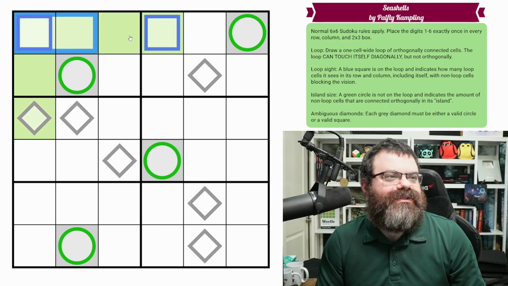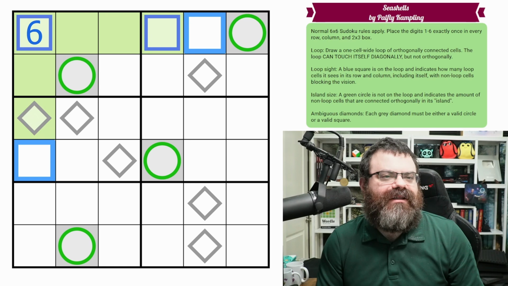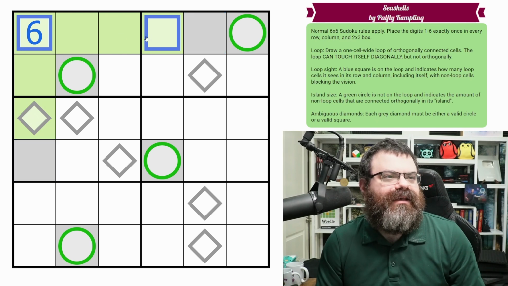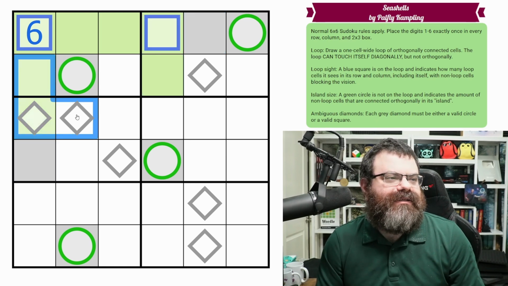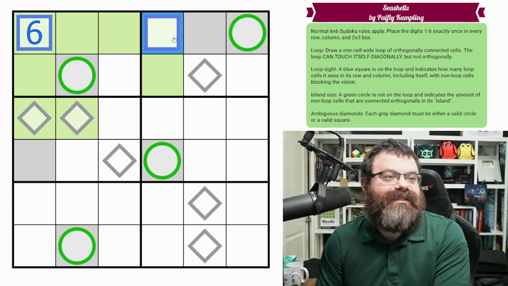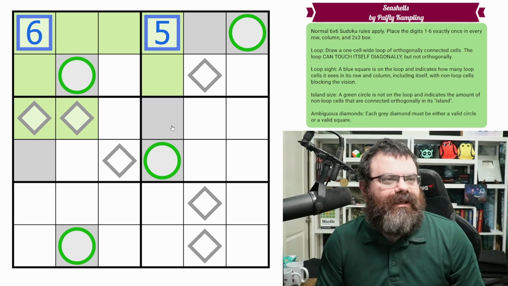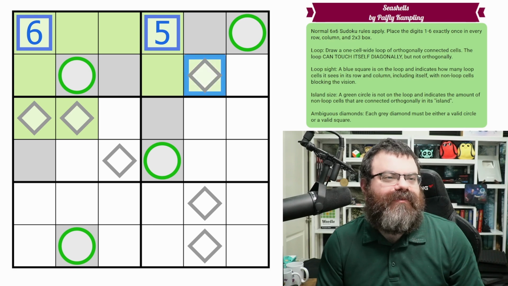Now this is already 1, 2, 3, 4, 5, 6. So we have to fill a 6 there, and then these both have to be non-loop to block the side. So now this is a corner, and this is a corner. Okay. Now this one, 1, 2, 3, 4, 5, it's at its max because it can't be a 6. So this has to be non-loop. We can't turn left because that would touch itself. So we got to turn right.